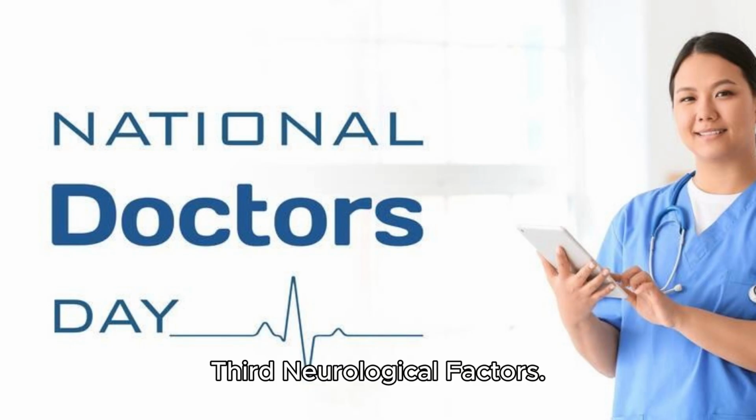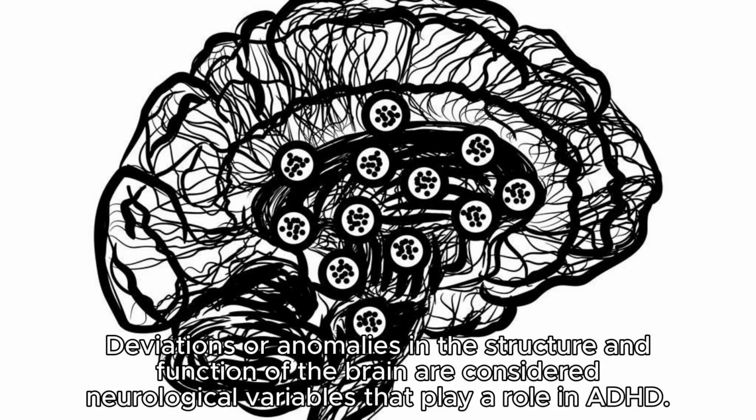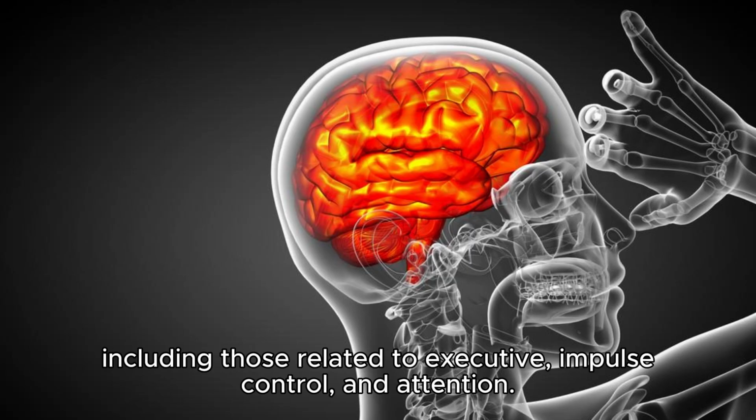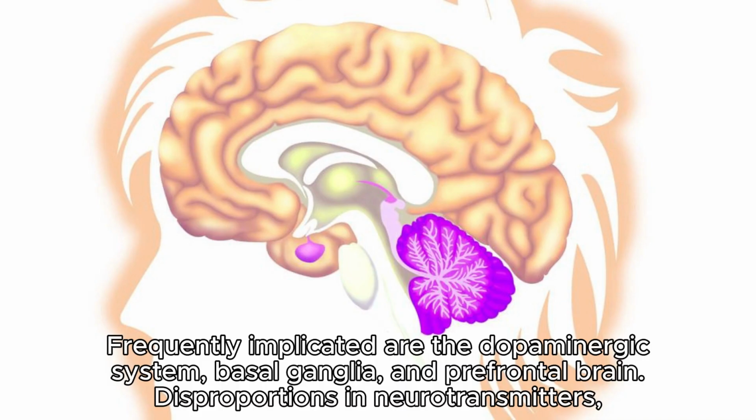Third, neurological factors. Deviations or anomalies in the structure and function of the brain are considered neurological variables that play a role in ADHD. Studies using neuroimaging have revealed changes in the size and activity of specific brain regions, including those related to executive function, impulse control, and attention. Frequently implicated are the dopaminergic system, basal ganglia, and prefrontal brain.